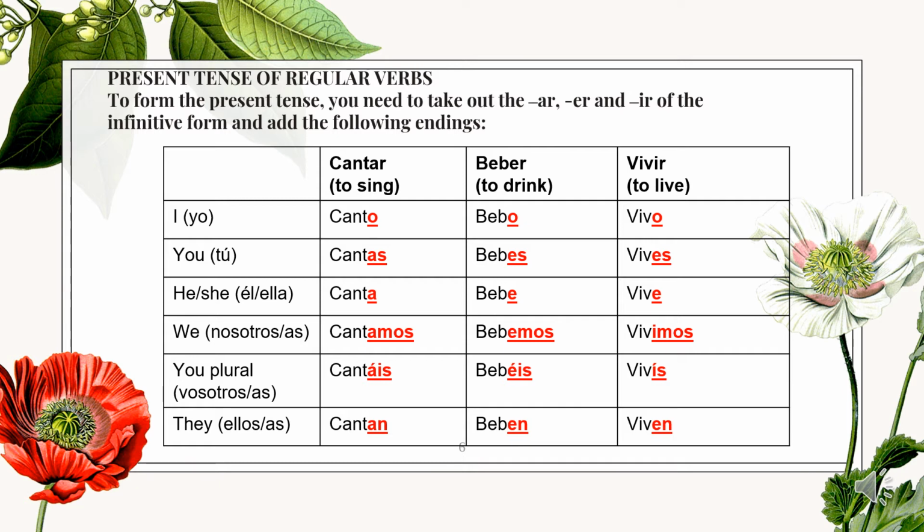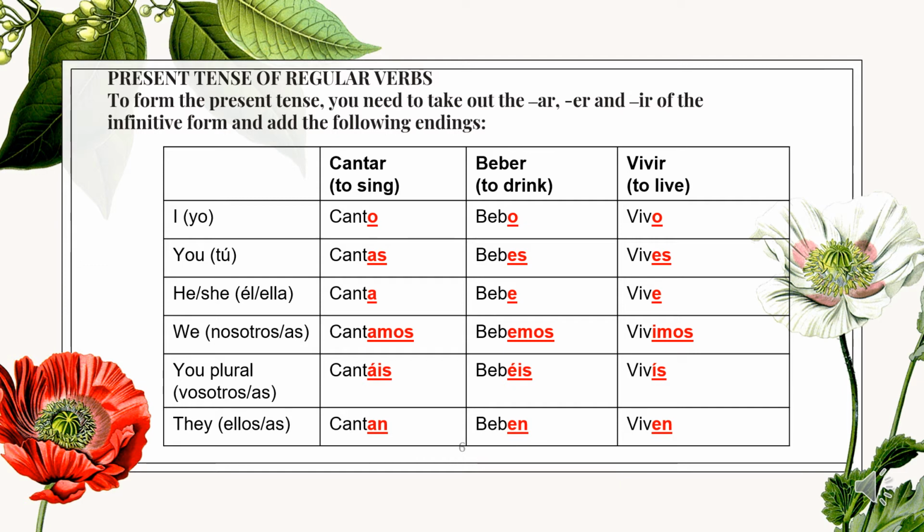And then you've got bebéis for the you plural. So apart from the we and you plural, which for the IR verbs would be vivimos and vivís, because IR verbs are the third group, the rest behave in the same way. And then for the AR verbs, you can see O, AS, A, amos, áis, an. So O, as, a, amos, áis, an for the AR. O, es, e, emos, éis, en for the ER. O, es, e, imos, ís, en for the IR.